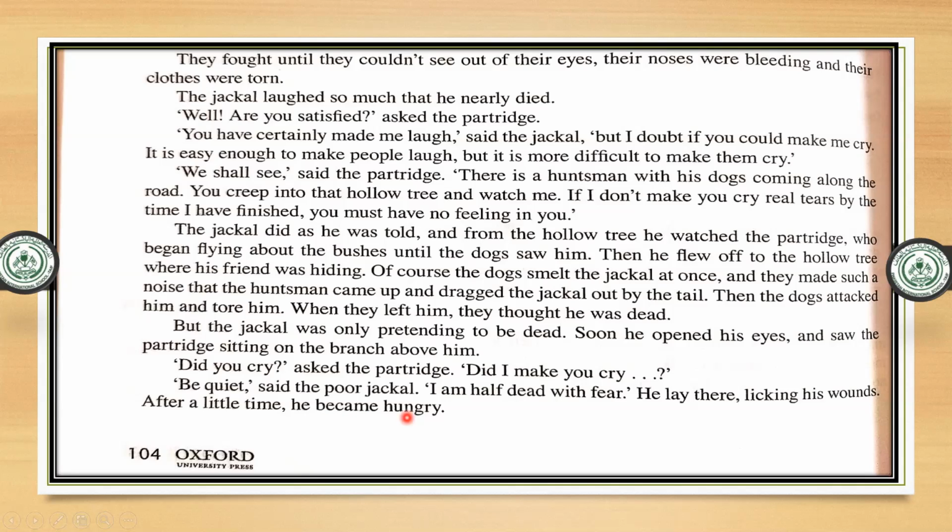Now, dear students, when the partridge asked the jackal, "Did you cry? Did I make you cry?" the jackal became angry because he was about to die. The dogs were attacking him, and the huntsman was also there. So he said, "Why are you making a joke? You are just about to make me die."